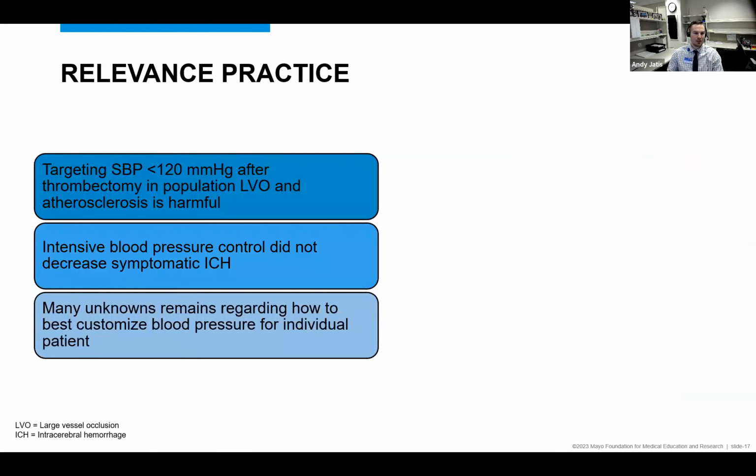So then, wrapping up here with some relevance to practice, I would agree that targeting a systolic blood pressure less than 120 after thrombectomy is likely harmful for those that this study represents, with LVO from atherosclerotic processes. The intensive blood pressure control group did not have any impact on symptomatic ICH as well. So of course, that would be what we think would be the upside of potentially using this to help impact patient outcomes. And then lastly, there are many unknowns remaining regarding how to best customize our blood pressure for individual patients.